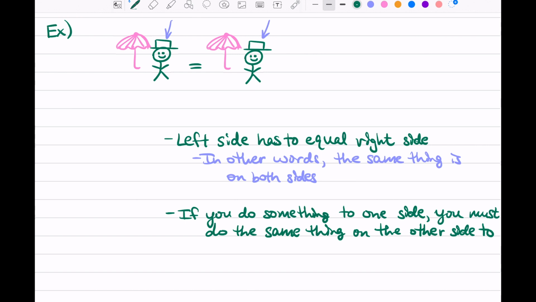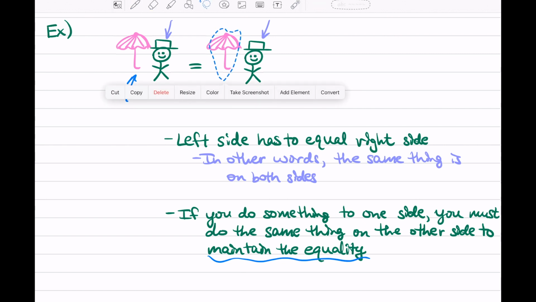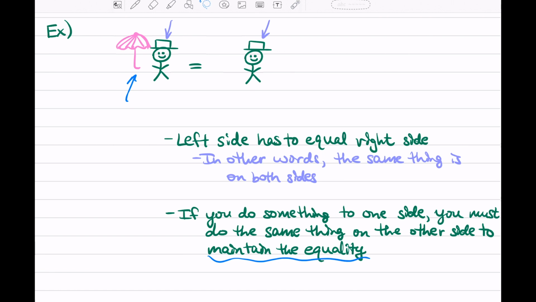We do this to maintain the equality. If we gave the guy here an umbrella, but we did not give this guy an umbrella, whatever's on the left is not equal to what's on the right. They're different. We're not maintaining the equality. We could say that these are not equal. So, to maintain the equality, we have to give the guy on the right an umbrella. Left side equals right. Same things on both sides.